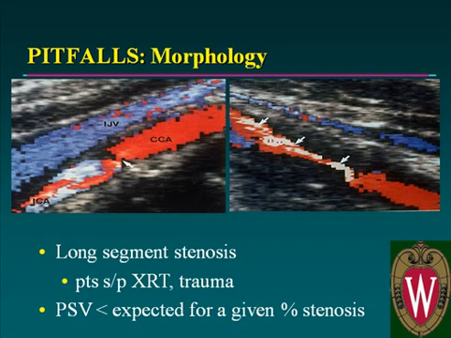I should say that long segment stenosis can be another source of velocity variation. As you might imagine, the velocity in a long segment stenosis will be artifactually low because of the flow limiting quality of a long segment stenosis.